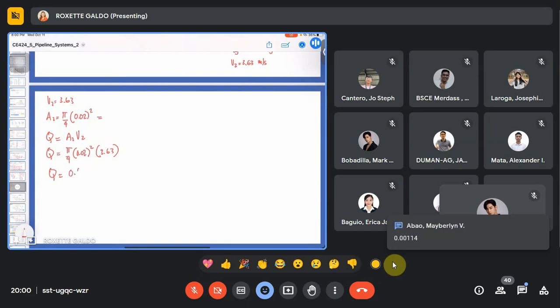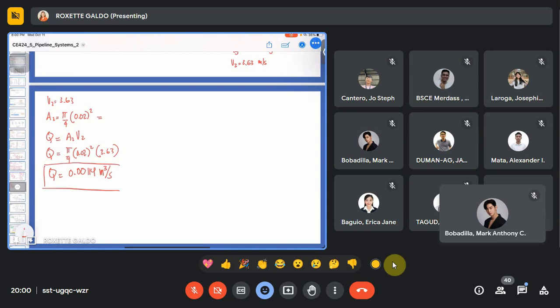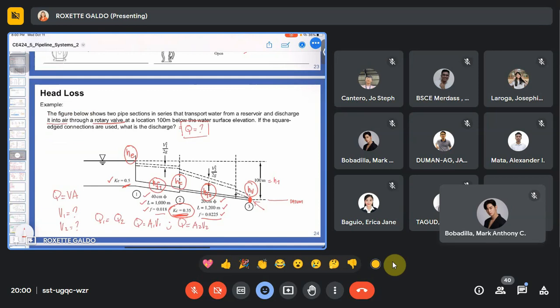Okay, 0.00114 cubic meter per second. So this is the discharge in the pipe, or in the pipe connection in this illustration. Okay. Do you have any questions regarding that?